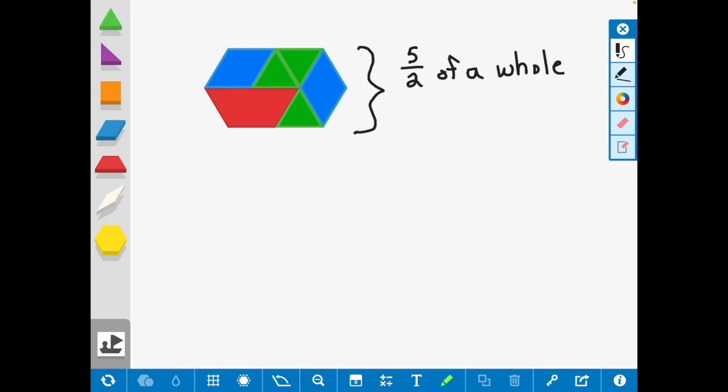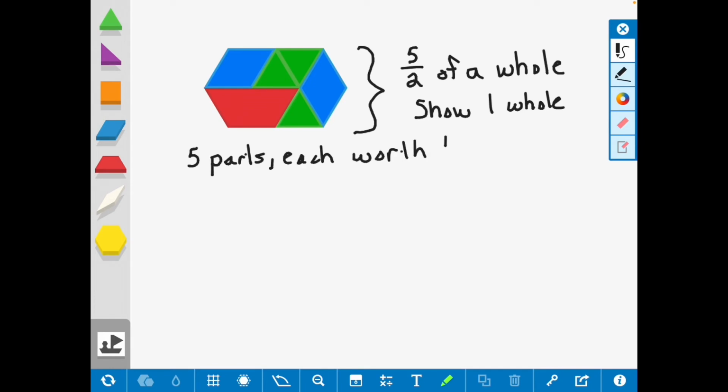In this problem, the area of our design represents 5/2 of a whole, and our task is to show one whole. So let's examine what this means. This design is 5 parts, each worth 1/2 of a whole. We can see that we're going to need to show 5 equal parts, and we'll name them each half of a whole. When we're working with pattern blocks, one strategy is to represent everything with green triangles.